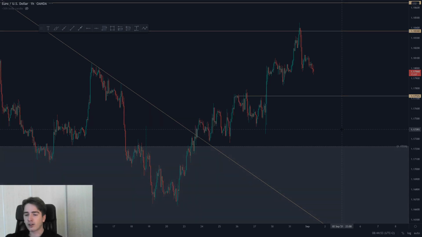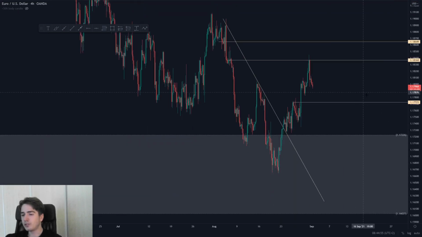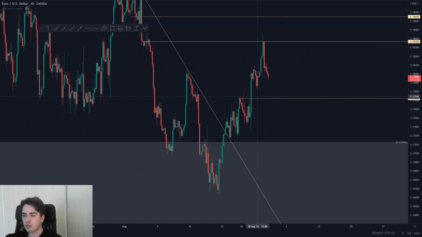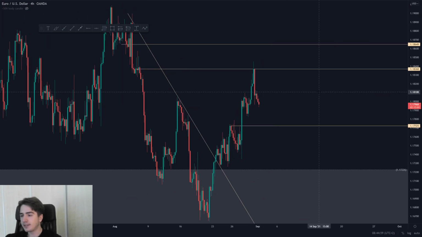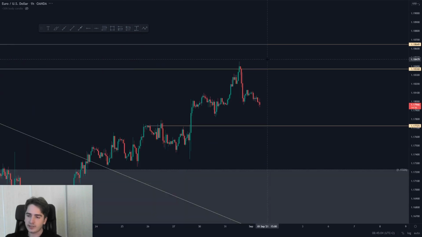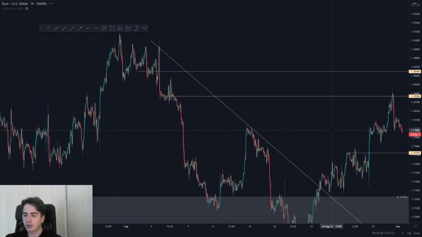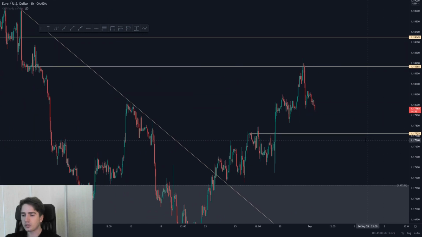Looking at euro dollar, guys, what an absolute beauty. Rejected the level to absolute perfection. If you don't believe me, just go and check out yesterday's video, 118.368 to the T. I didn't take a trade on this pair, mainly because I was focused on Swiss yen yesterday.